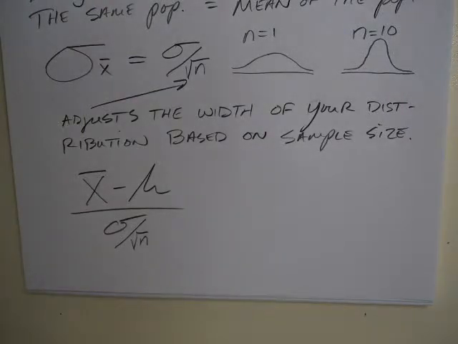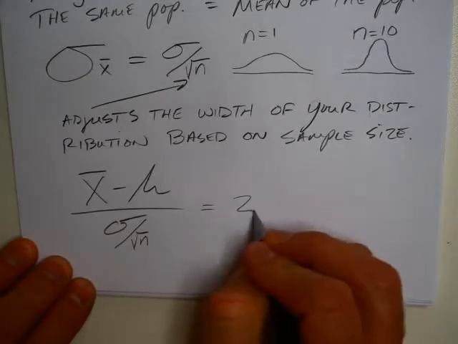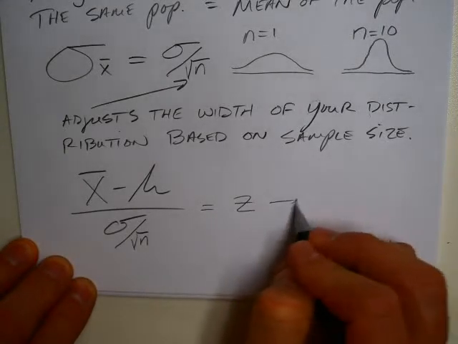Now, technically, this has always been here. We just don't write it because if it's just x, that's 1. So the square root of 1 is just 1. So you're dividing by 1. It doesn't change anything. But technically, we've had this all along. It's just that n's been 1, so it wasn't necessary. And this equals z, which we then take to table A.